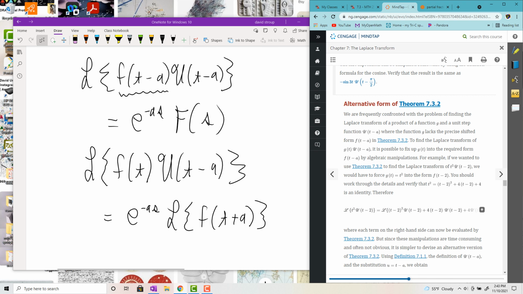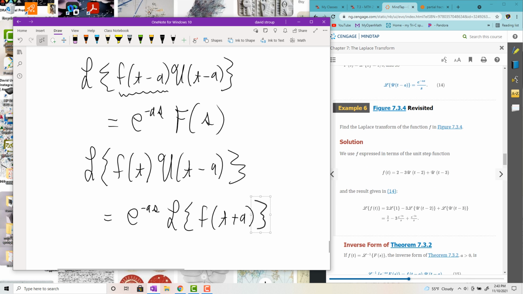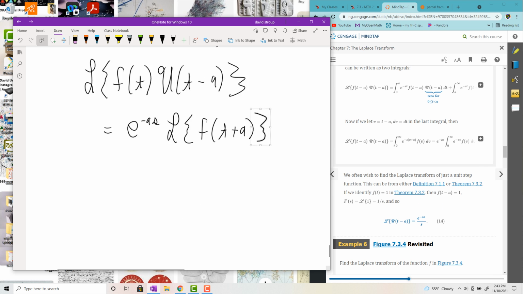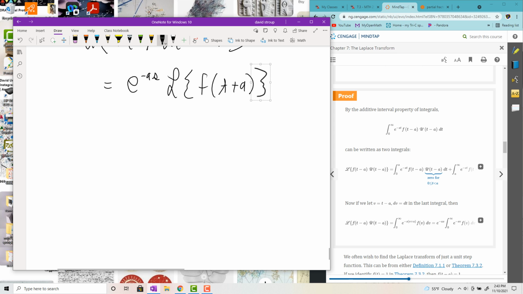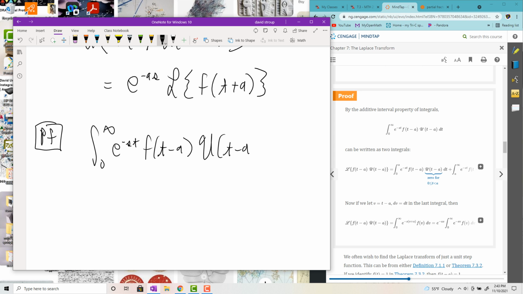Okay. The proof of why it works is basically all you're doing is shifting over the definition. So the proof, which may or may not be helpful: you have the integral from 0 to infinity of e to the negative st times f of t minus a times u of t minus a dt. This object right here at first is off, right? So from 0 to a, it'll just be equal to 0, so that integral will be 0. But then it turns on once t is greater than or equal to a.